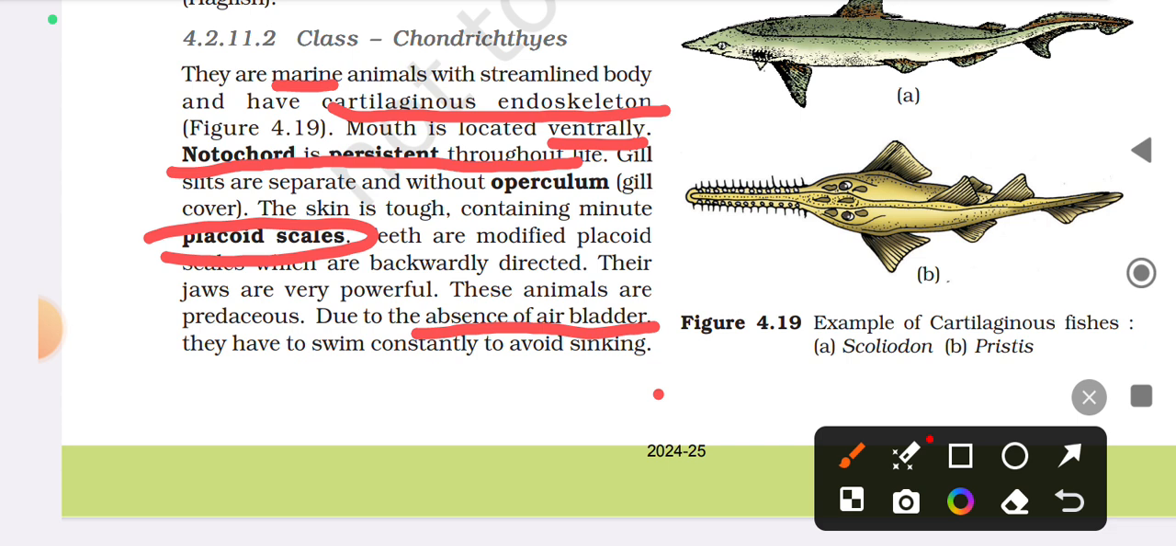I hope you understand. Okay, so what are the main characteristics? They have a cartilaginous endoskeleton. They have a notochord throughout life. They have placoid scales. They don't have an operculum. They have an absence of air bladder. I hope you understand.